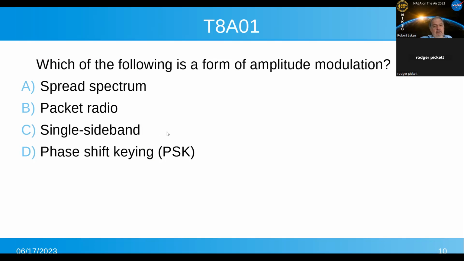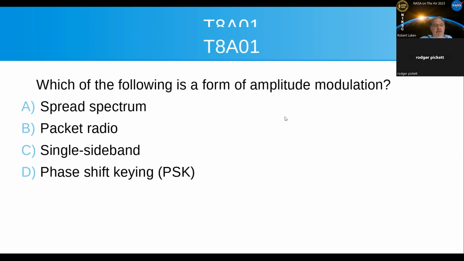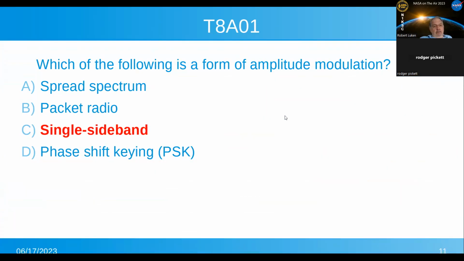Single sideband is actually a form of amplitude modulation. Phase shift keying is not. Why single sideband is in there, I don't know. Because it is. Packet actually is frequency, the 2 tones, or more than 2 tones. Normally, the packet stuff is sent as mark and space.